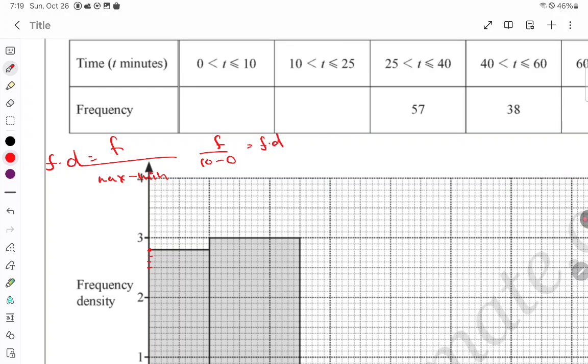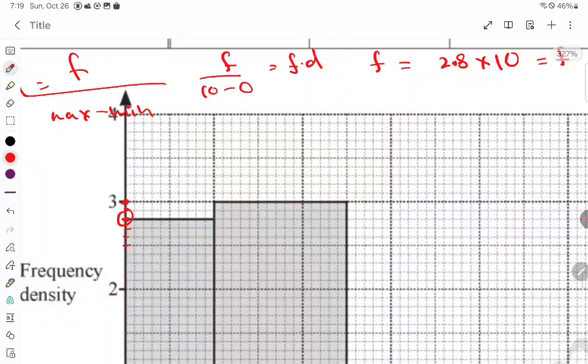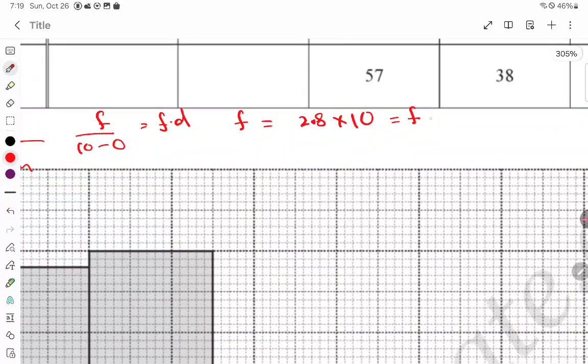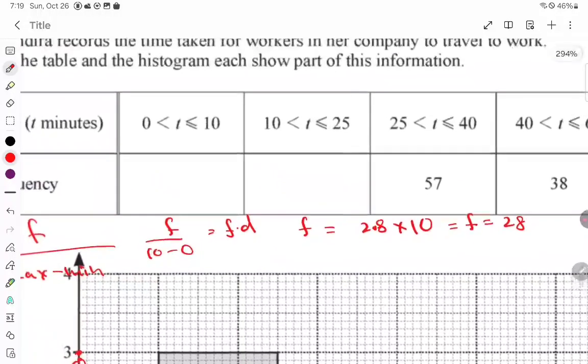Now if we rearrange the equation, the frequency density is 2.8, multiplied by the 10 will equal the frequency. We simply multiply both sides by 10. We get our first frequency: 2.8 into 10 will be 28. We get our first frequency, 28.